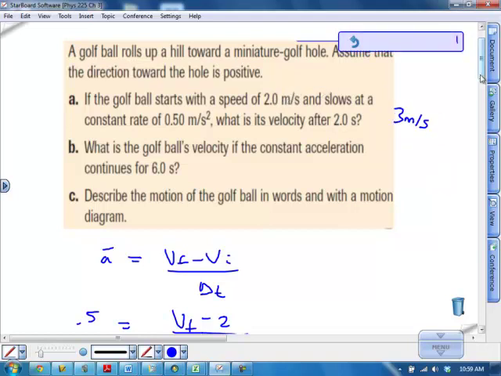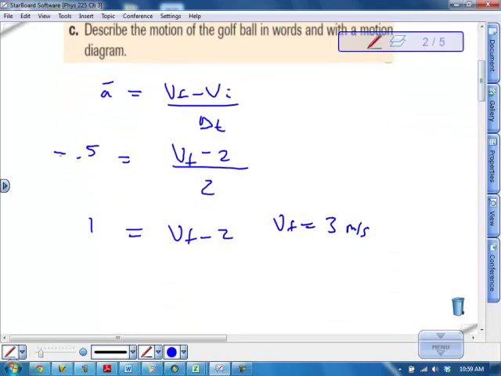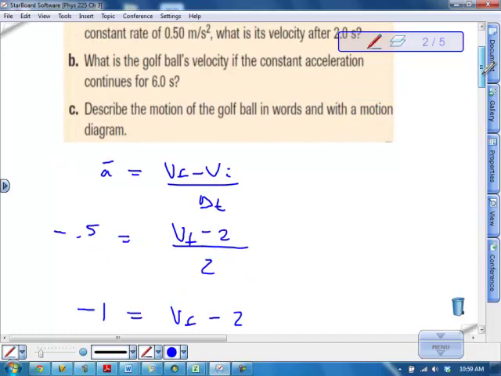What I did wrong here is I didn't consider the negative. Acceleration is in the opposite direction of motion, so the acceleration value should have been a negative right here. So when I multiply both sides by 2, I get -1 equals final velocity minus 2. When I add 2 to both sides, I get final velocity equals 1. So the first answer should have been 1 meter per second right here.